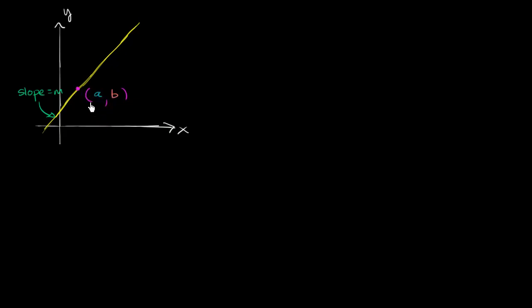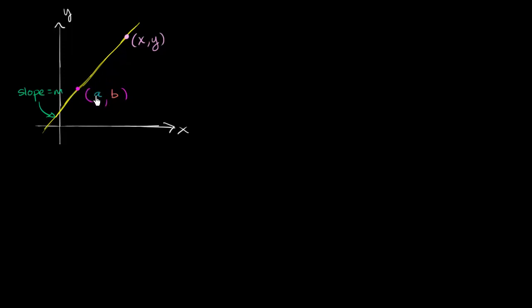Well, let's try it out. So any point on this line, any (x, y) on this line, would have to satisfy the condition that the slope between that point, so let's say this is some point (x, y), an arbitrary point on the line, and the point (a, b) must be equal to m, because it's on the line. So let's use that knowledge to actually construct an equation.